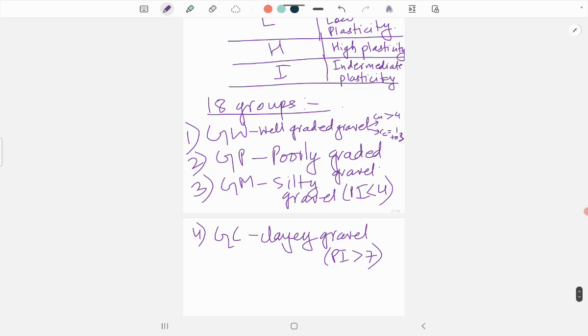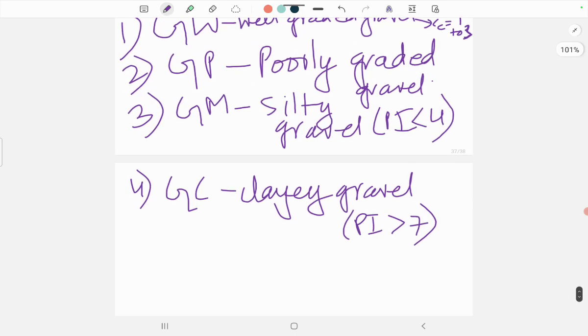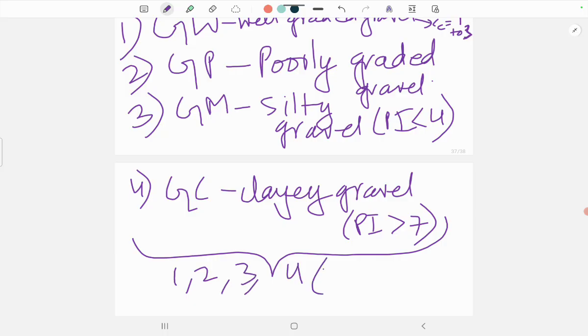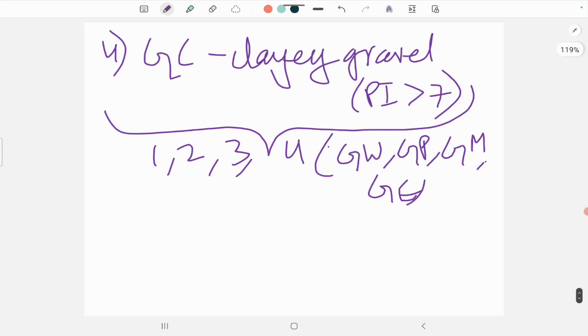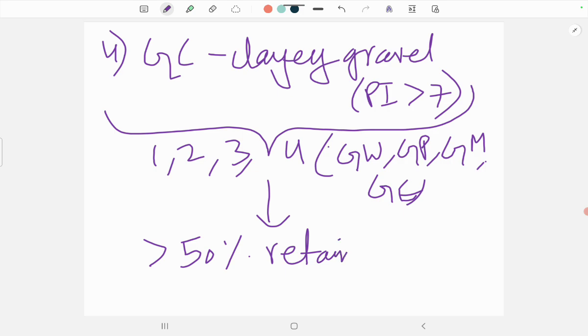So all these four, GW, GP, GM and GC, are known as gravels when greater than 50% is retained on the 4.75 mm IS sieve.